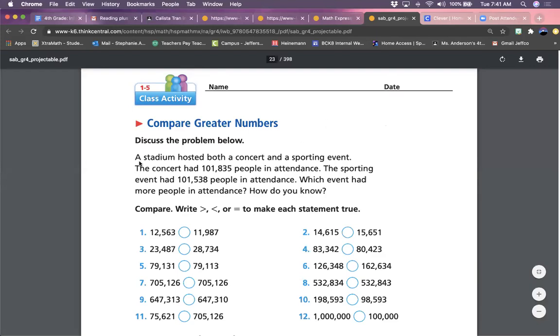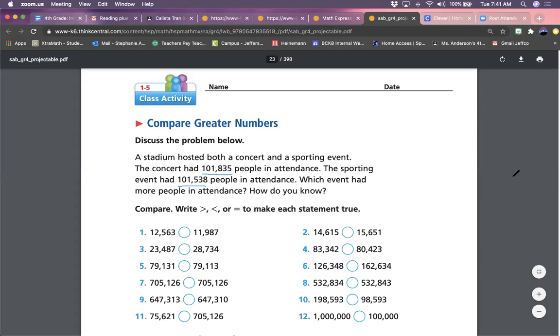So we have a stadium that hosted both a concert and a sporting event. The concert had 101,835 people in attendance. So I'm going to go ahead and underline that. The sporting event had 101,538 people in attendance. Which event had more people in attendance, and how do you know?